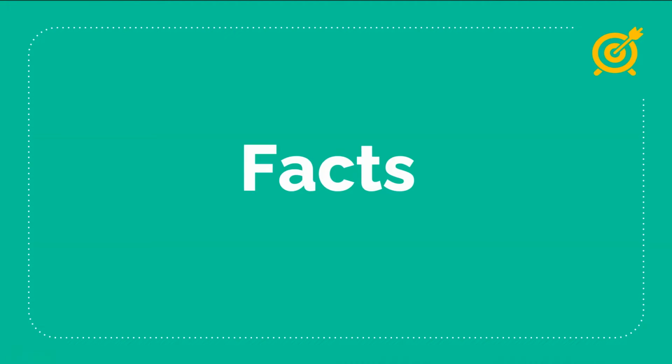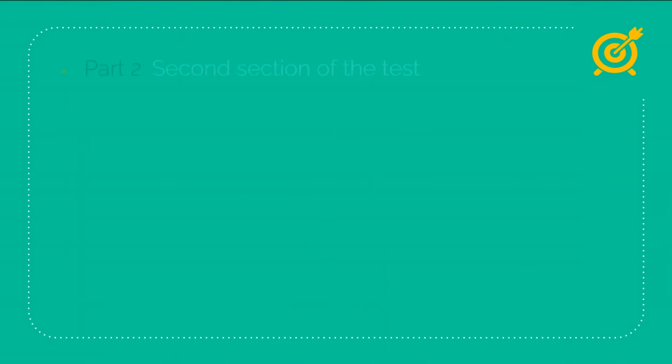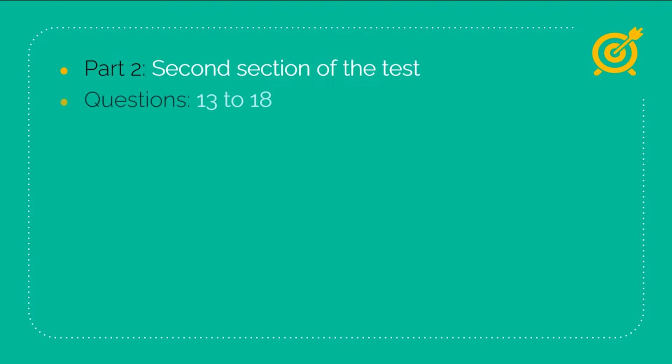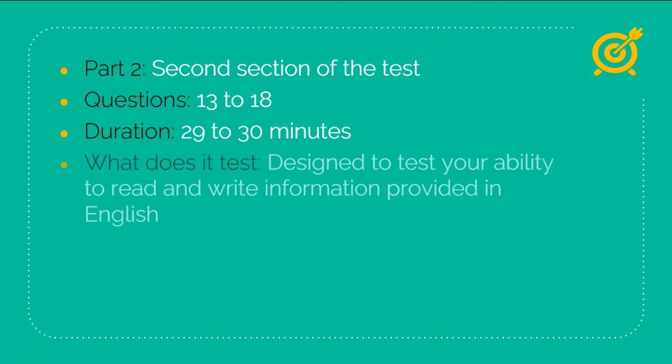Facts. PTE reading is the second section of the test. It comes after you finish Part 1, which is speaking and writing. You will get around 13 to 18 questions in total, and you should be able to finish it in about 30 minutes. This section tests your ability to read and write information provided in English. The reading section consists of 5 types of questions. We will shortly have a look at each of those.